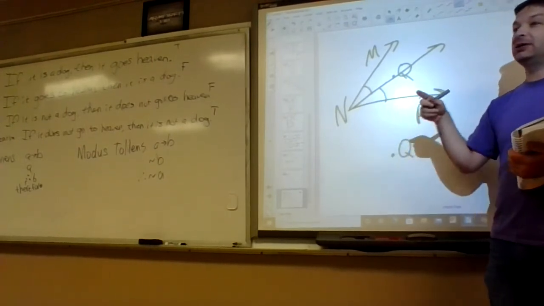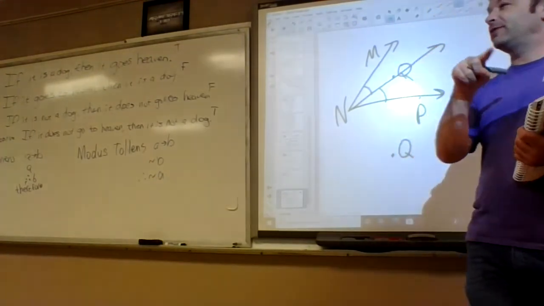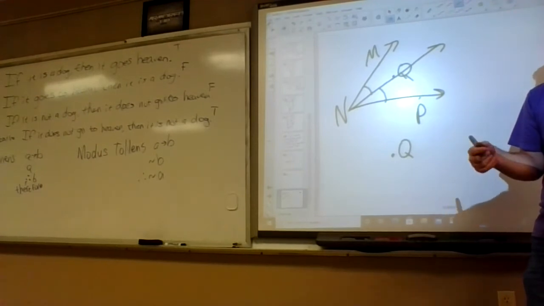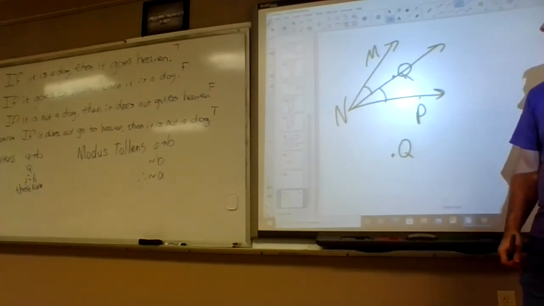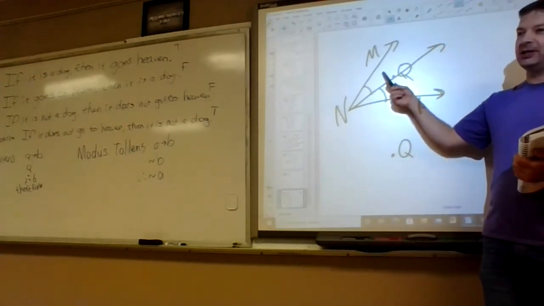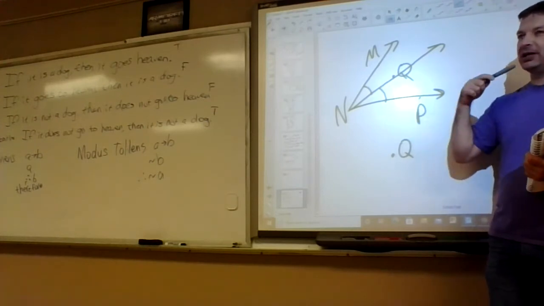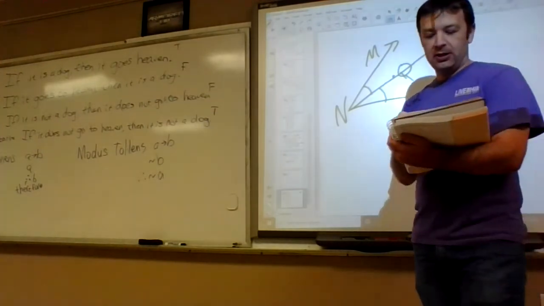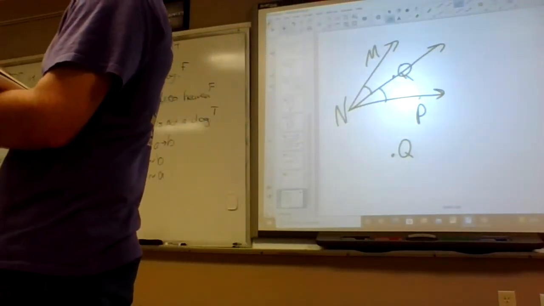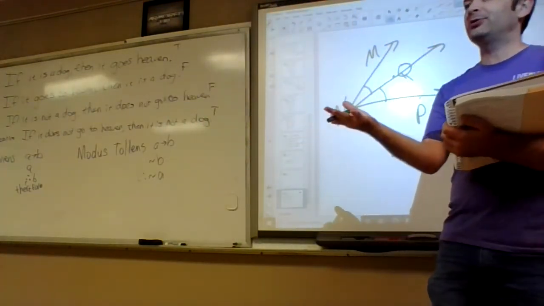Okay, then I say Q is on the interior of the angle, therefore, what? Therefore, what they just said is going to happen. These two little angles add up to the big angle. But I'm not going to say it like that, I'm going to say it like they said it. Therefore, measure of angle MQ plus the measure of angle QP equals the measure of angle MP. So you just repeat what they already said.